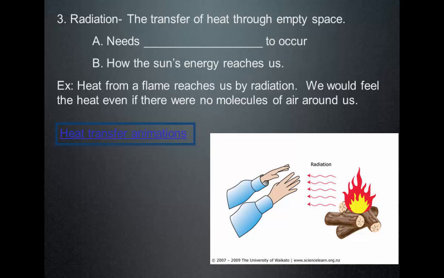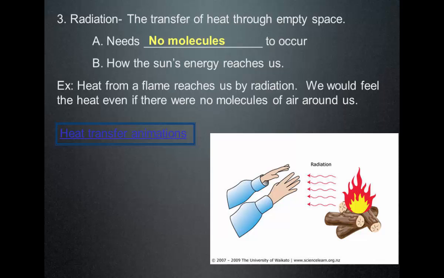The third type of heat transfer is called radiation. And radiation is the direct transfer of heat energy through electromagnetic radiation. It doesn't involve molecules at all. Right? And you've felt this many times, I'm sure. You know, if it's a sunny day, you go out and you just look up at the sun, you can feel the heat energy radiating from the sun.